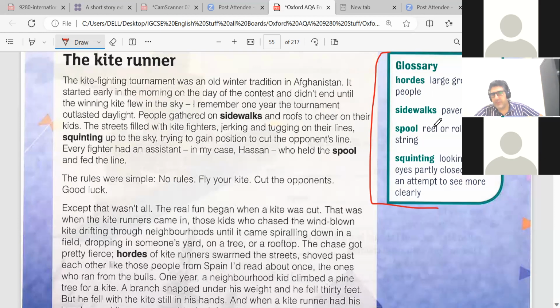Sidewalks, pavements. What does pavements mean in Arabic? I don't remember. Yes, Rasif, excellent. Sidewalks, like what you have in the park. Sidewalks where you can cycle, you can walk, you can exercise. The cars are not allowed to use the sidewalks. Okay?